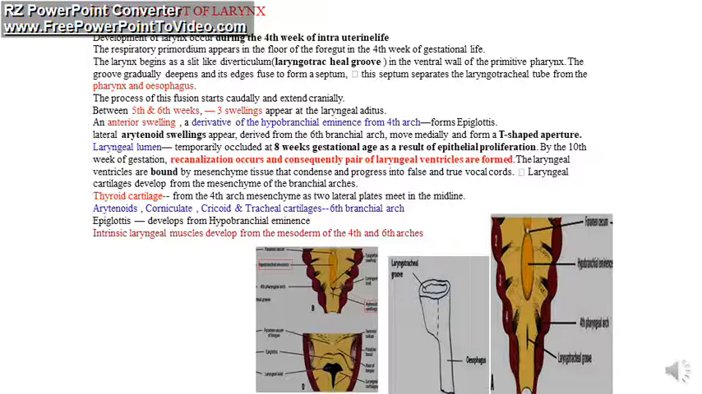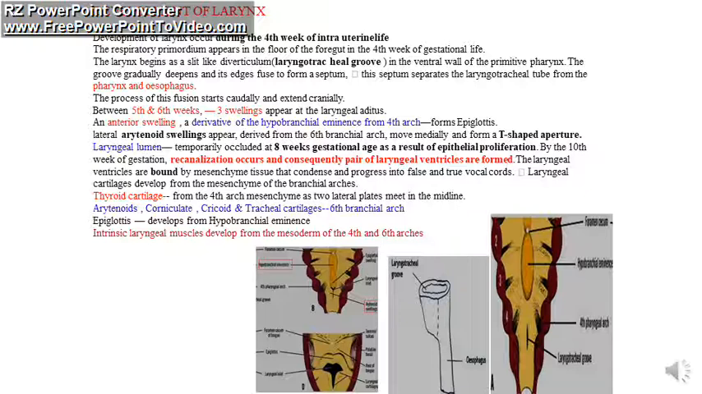The development of the larynx occurs during the 4th week of intrauterine life. The respiratory primordium appears in the floor of the foregut in the 4th week of gestation. The larynx begins as a slit-like diverticulum, the laryngotracheal groove, in the ventral wall of the primitive pharynx.